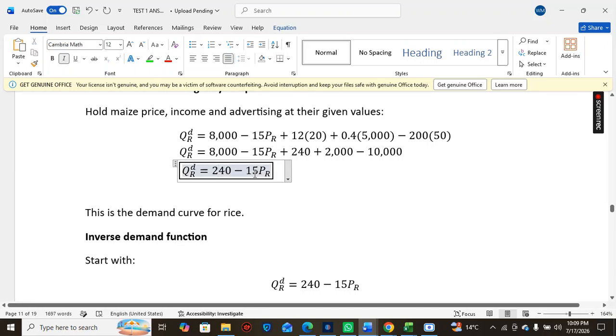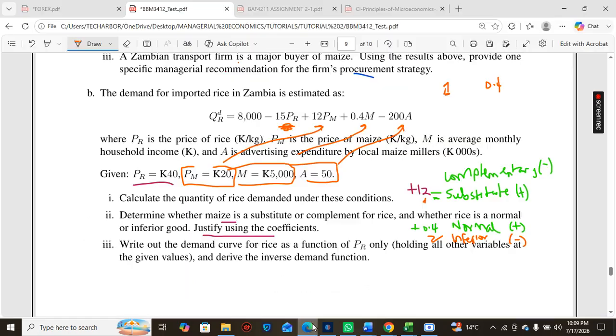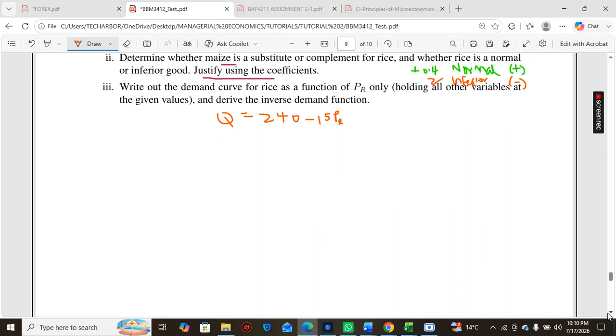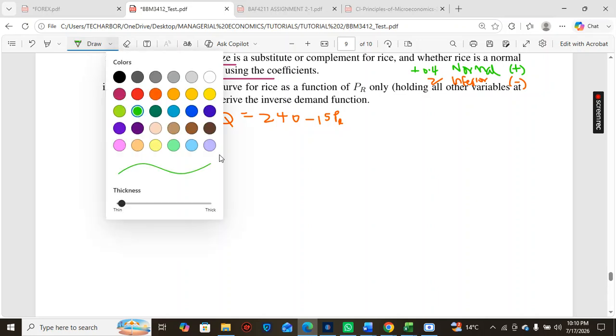Okay, 240 minus 15 PR. Q equals 240 minus 15 PR. Now they're saying derive the inverse demand function. When you hear inverse demand function, colleagues, what they're asking you is just make price the subject of the formula. That's all they mean when they say an inverse demand function.